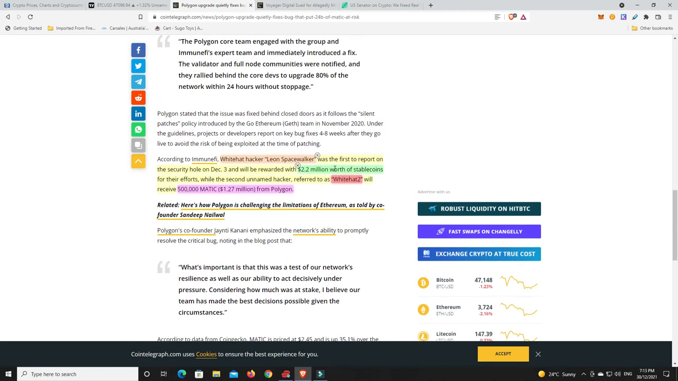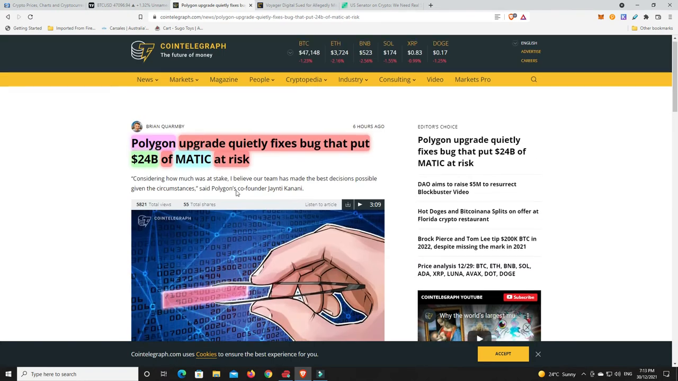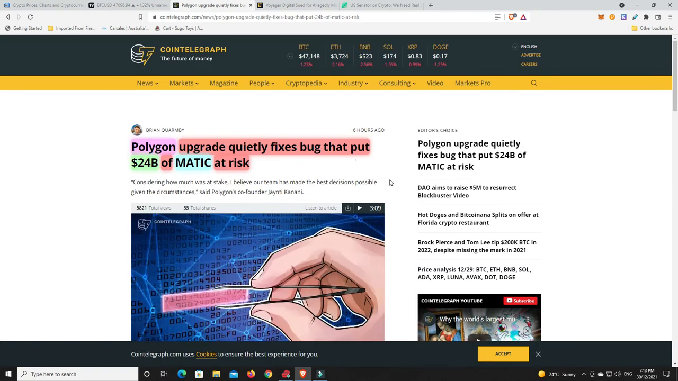So congratulations to these white hat hackers for finding them and being rewarded, because they did save the project a whole lot of money. And when I say save the project a whole lot of money, that's the investors as well, because we've obviously got money in there. If it was $24 billion worth of Matic that went missing, Polygon wouldn't be able to just fit the bill and say, hey, don't worry, we'll look after everyone else. And that is the risk of being in cryptocurrencies.